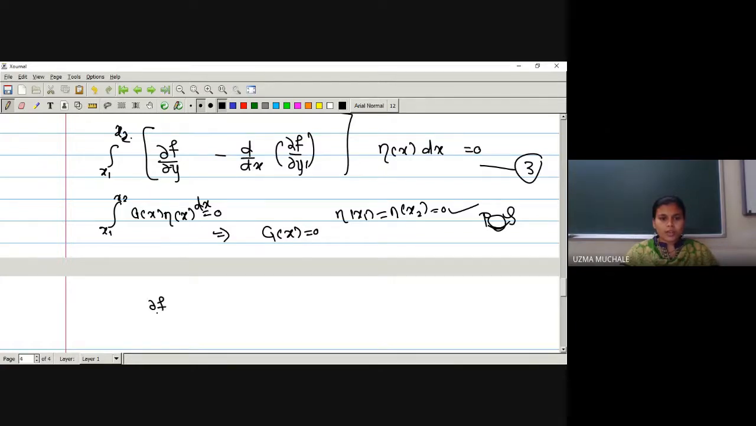What is g of x in this case? It is ∂f/∂y minus d/dx of ∂f/∂y' is equal to 0. And this is the Euler-Lagrange equation, which is satisfied on the condition that the value of integration I is extreme. Right?